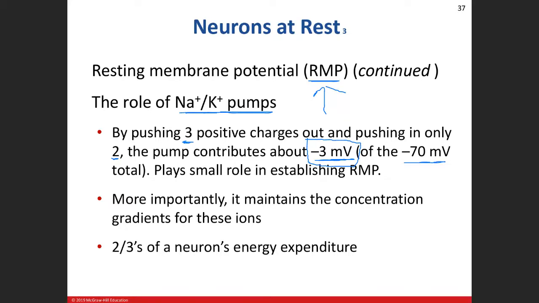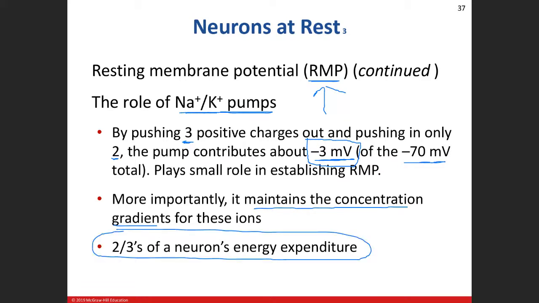But what is important is that it maintains the concentration gradient for sodium and potassium. And what's even crazier is that it takes up 66% of a neuron's energy usage, just operating this pump all the time. As you're sitting there, these pumps are operating, and it's gobbling up ATP. It's part of what we call the basal metabolic rate, just to maintain this concentration gradient, to maintain a resting membrane potential of -70.